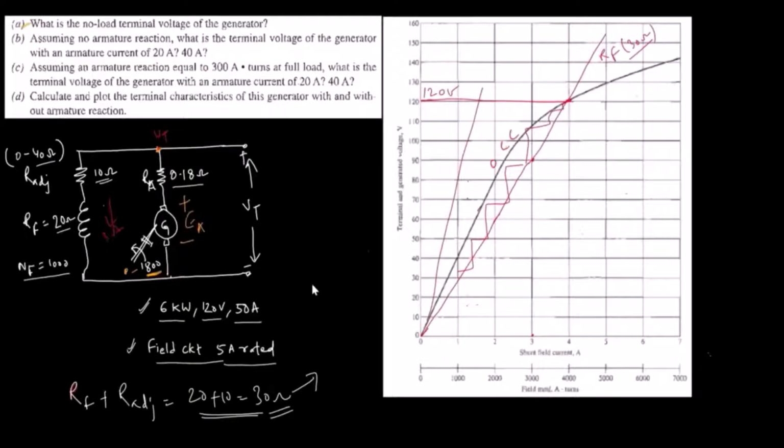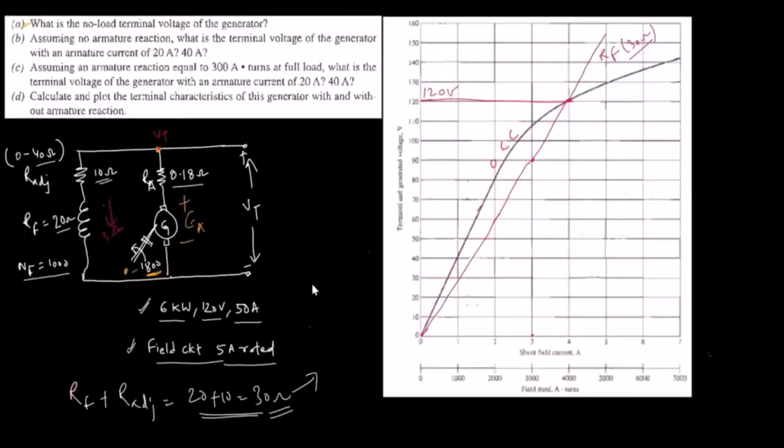So that is why we have restricted our shunt field resistance at maximum. It should be the critical resistance. It cannot go beyond this. So critical resistance is the tangent line just touching the OCC.